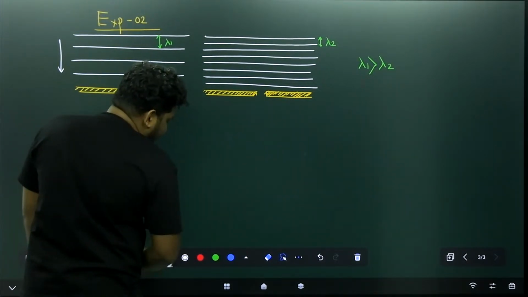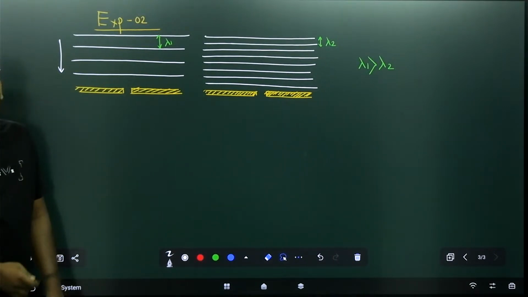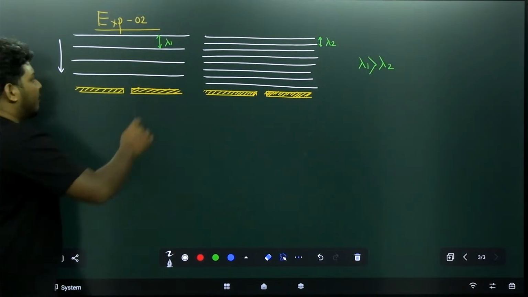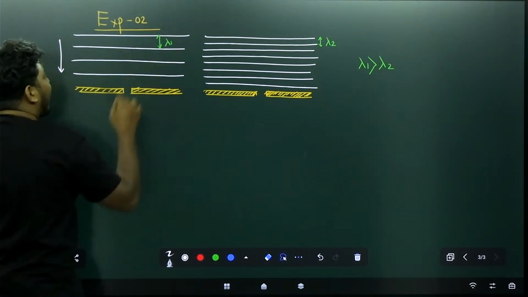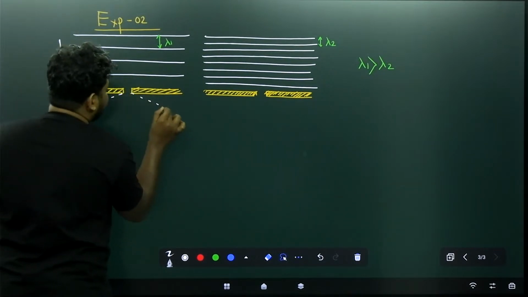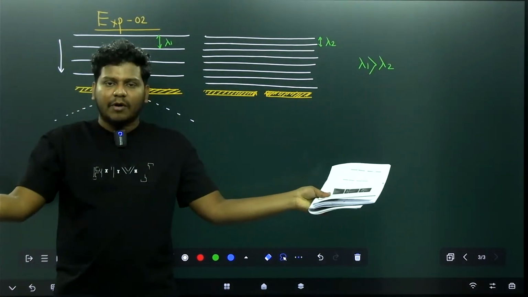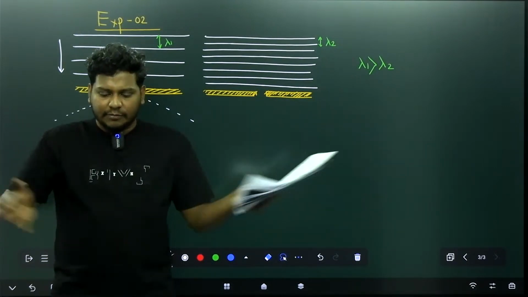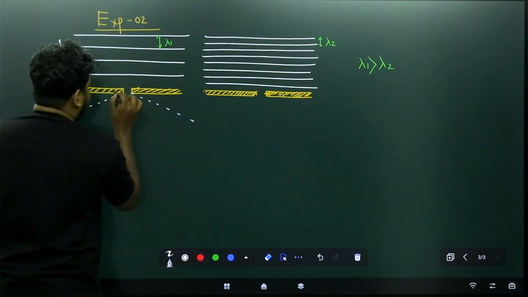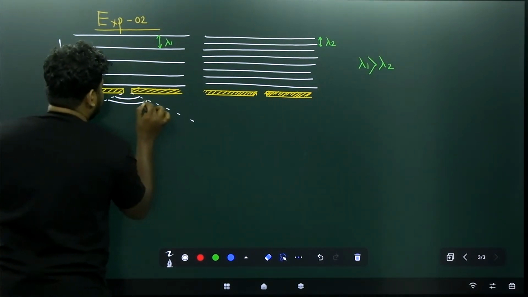So what will happen to the dispersion now? What will happen to the diffraction now? I clearly mentioned here, for the higher lambda, the spread will increase. This is the spread. Look at the size of the spread. It is spreading by a very big amount. So the spread looks like this.